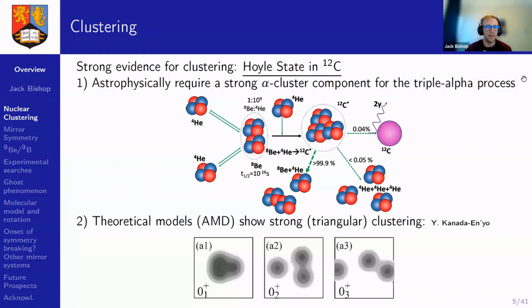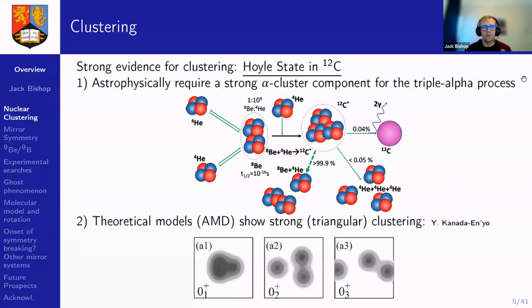And beryllium-8 is unstable, it has a lifetime of about 10 to the minus 16 seconds. So constantly these helium nuclei are fusing together and then decaying straight apart again. Because this is happening in stars, we have a dynamic equilibrium taking place where we have one of these beryllium-8 nuclei to about 1 billion of these helium nuclei.